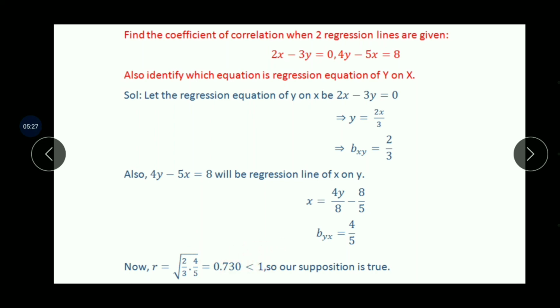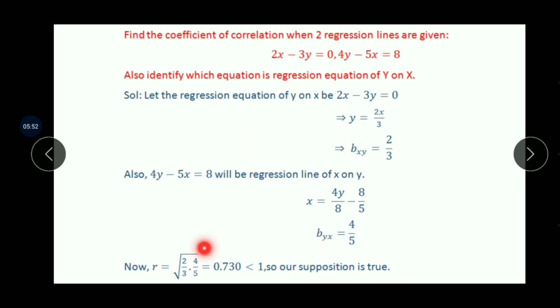And why am I taking the positive under root? Because both bxy and byx are positive. So I am taking the positive under root, which is 0.730, and it is less than 1. Okay, so our supposition is true. We were supposing that this is the regression equation of y on x, and that this is the regression equation of x on y. So our supposition is true.